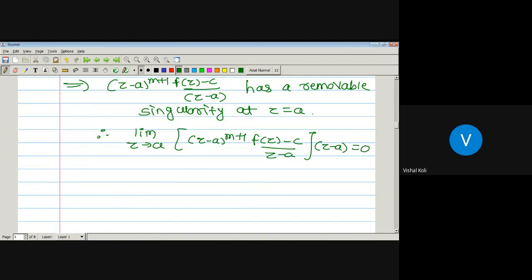Since if the function has an isolated singularity at the point z equal to a, then it must be a removable singularity if and only if limit z tending to a of z minus a into f(z) is equal to 0. As this function has a removable singularity at the point z equal to a, this one into z minus a will be equal to 0 whenever z is tending towards the point a, which implies this z minus a gets cancelled. So limit z tending towards the point a, z minus a to the power m plus 1 into f(z) minus c is equal to 0.